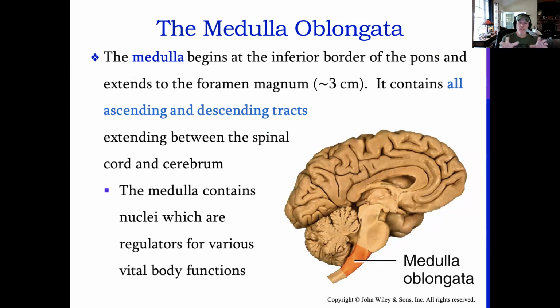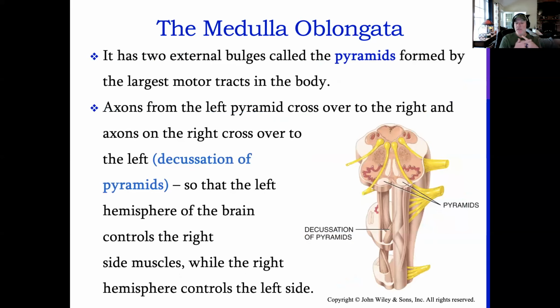Now, there's also going to be some very important nuclei, which are going to be located in the medulla oblongata. Those nuclei are going to be related to cardiovascular and respiratory control. But one of the interesting things about the medulla oblongata is the descending tracts. The descending tracts, as they carry signals away from the brain, are actually going to cross over in the pyramids of the medulla oblongata. We call this crossing over of those motor tracts the decussation of pyramids.